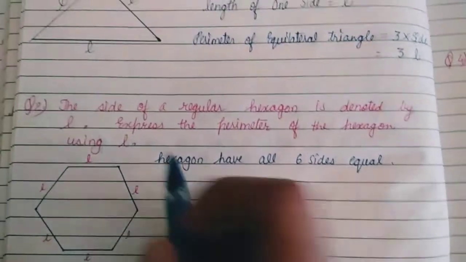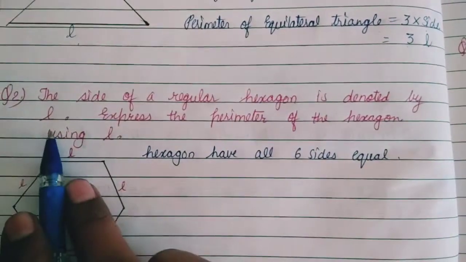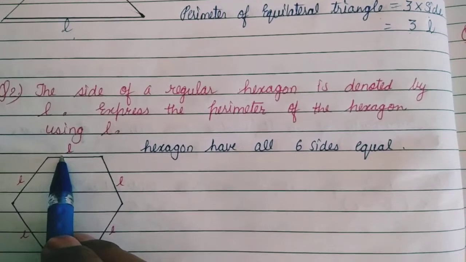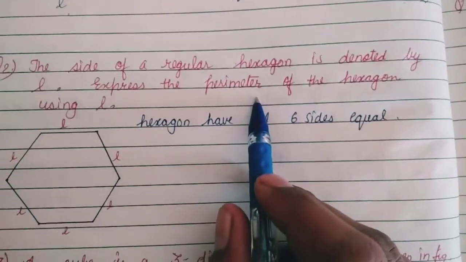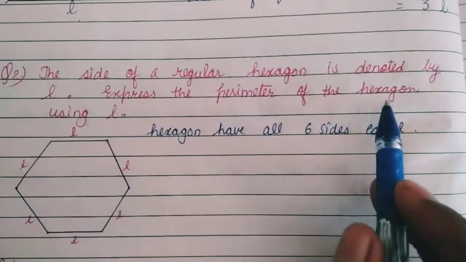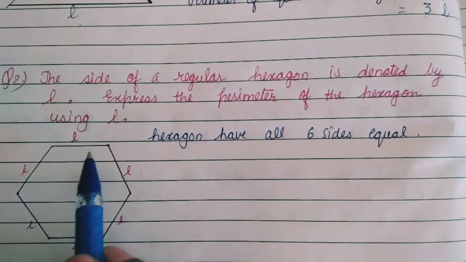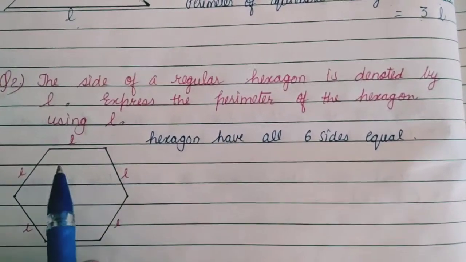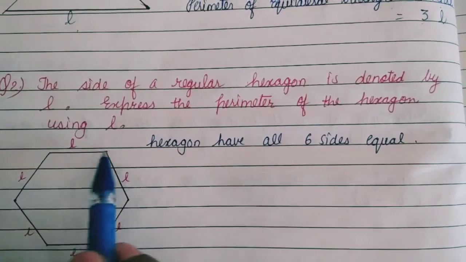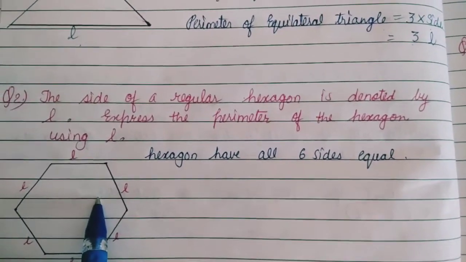Now the second one. The side of the regular hexagon is denoted by L. Okay, so one side of the hexagon is denoted by L. Express the perimeter of hexagon using L. What we have to show? Perimeter of hexagon. So firstly we will see what is the meaning of hexagon. Hexagon is the figure whose all 6 sides are equal. Hexagon is the figure which is having 6 sides and all 6 sides are equal.